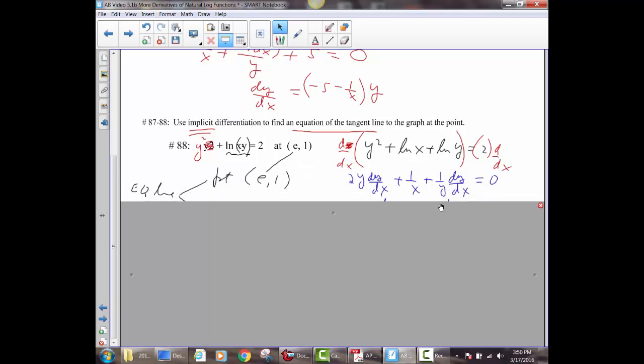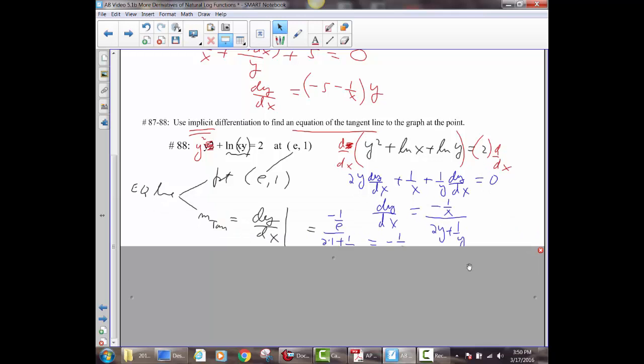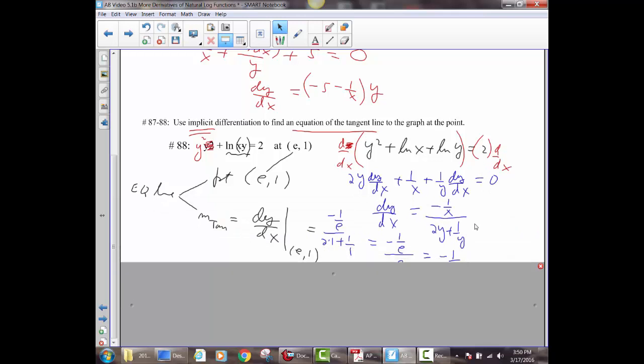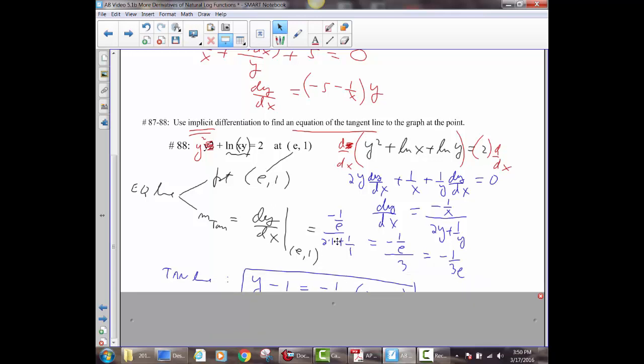Take the derivative of each side. I'll get 2y dy/dx. Don't forget, it's implicit. Plus 1 over x plus 1 over y dy/dx equals 0. Bring all the dy/dx's to one side, all the other things to the other side. That's the slope. dy/dx is the slope, but we need the slope at x equals e. So we're going to take this expression and replace all the x's by e's and all the y's by 1's, because they told us the point (e, 1) is on the graph.